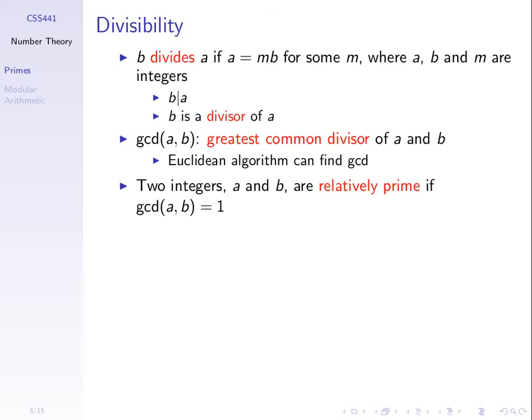And a new thing that you may not have heard of, or can't remember: if two integers, A and B, have a greatest common divisor of 1, we say those two integers are relatively prime. A couple of examples.